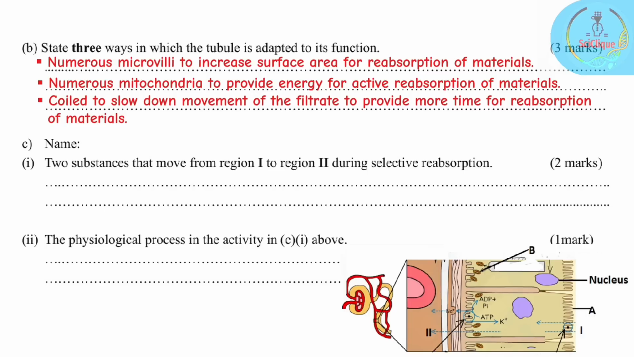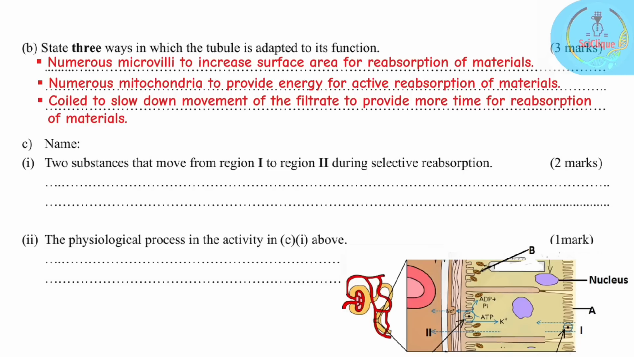Now, I want to say this. When it comes to KLB, in some instances, you're going to note that these 2 characteristics, length and coiling, are usually associated with one another. They're just lumped together. For example, you're going to be told that the PCT is long and coiled in order to provide a large surface area for reabsorption of materials. This is wrong. Those are 2 different characteristics. When it comes to it being long, yes, that is for increasing the surface area. But when it comes to coiling, that is to slow down the movement of the filtrate so that you can get more time for reabsorption.